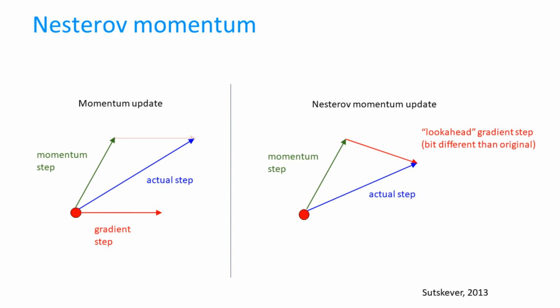This is a variation on the momentum-based SGD. On the left here, we have SGD with momentum, and on the right, we have SGD with Nesterov momentum. So take a look at those diagrams and see if you can figure out what the difference is between these two.